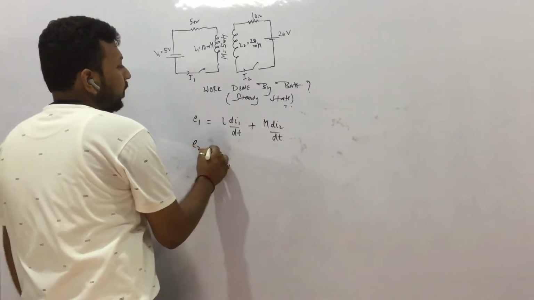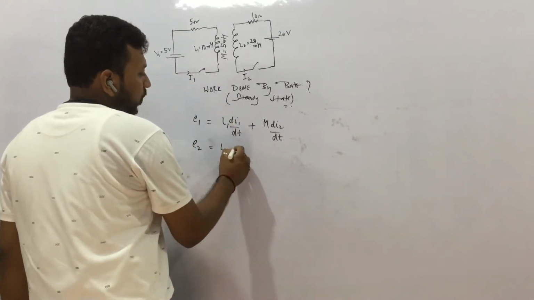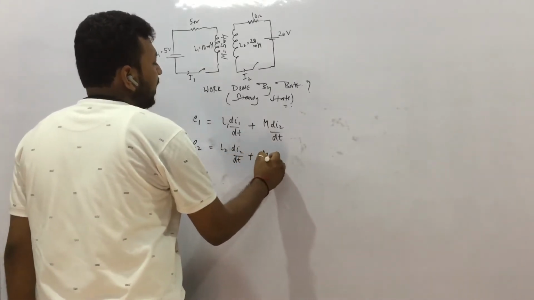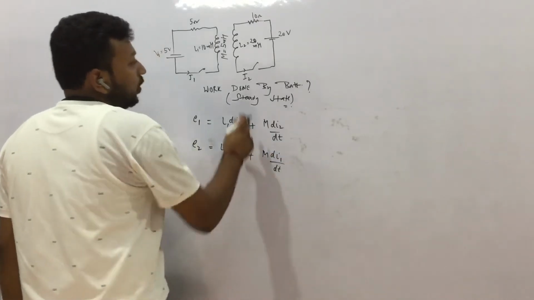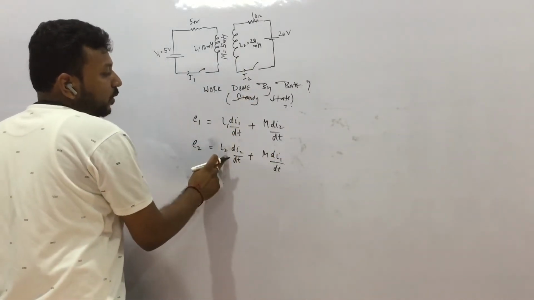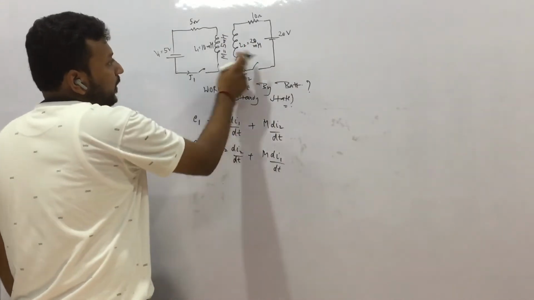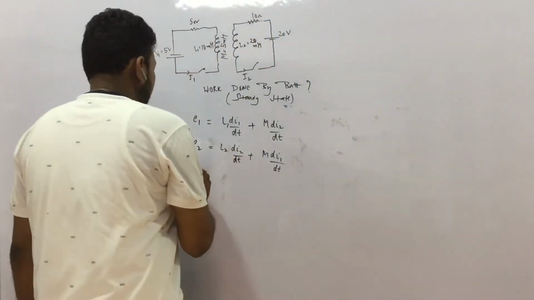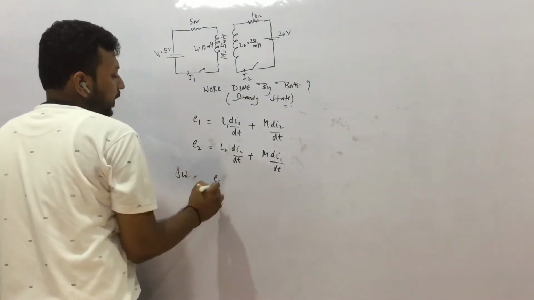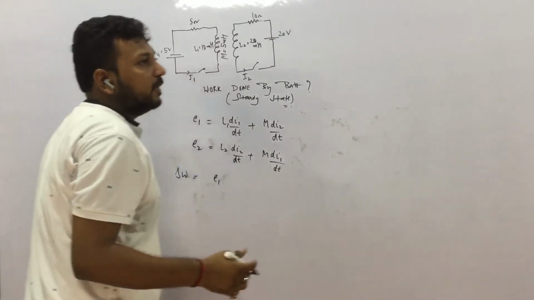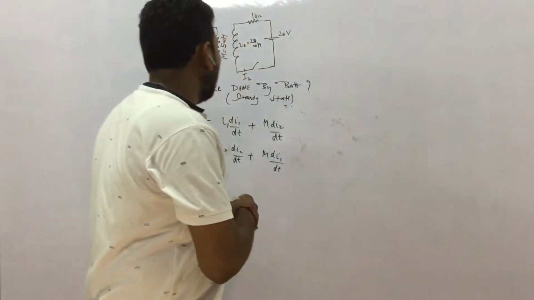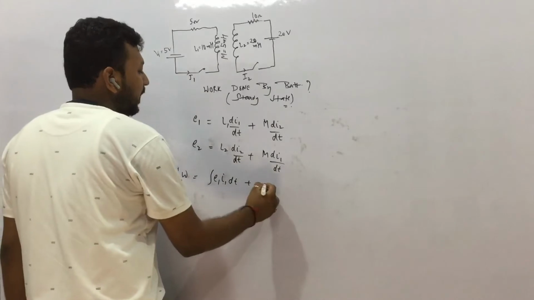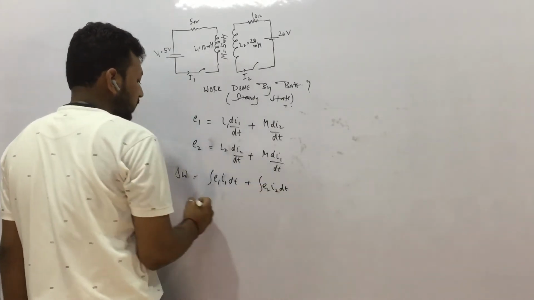Similarly, if I write E2, it is L2 di2 by dt due to self-induction, plus M di1 by dt due to mutual induction. So EMF is due to its own current and due to the mutual induction of the other current. So these are the net EMFs E1 and E2 in the circuits. Now what will be the work done? Work done is basically power into time. V into I is power. So it is the integration of E1 I1 dt, and similarly the integration of E2 I2 dt.